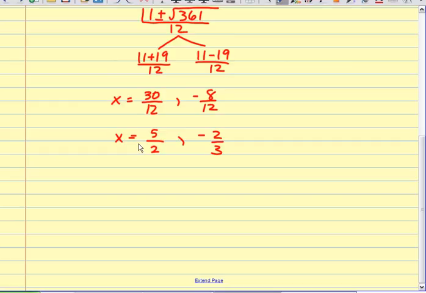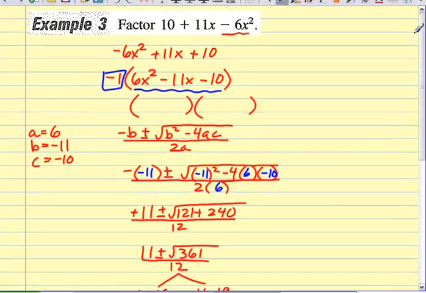Now, I'm going to do this first one. Multiply both sides by 2, and I'm going to get 2x is equal to 5. Subtract 5 from both sides. 2x minus 5 is equal to 0, and that's one of our factors. All right, let's go back up here and write 2x minus 5. Now, don't forget, we did have a negative 1 out there, right? What do I multiply 2x by to get 6x squared? 3x. What do I multiply negative 5 by to get negative 10? Positive 2. Good. Completely factored.